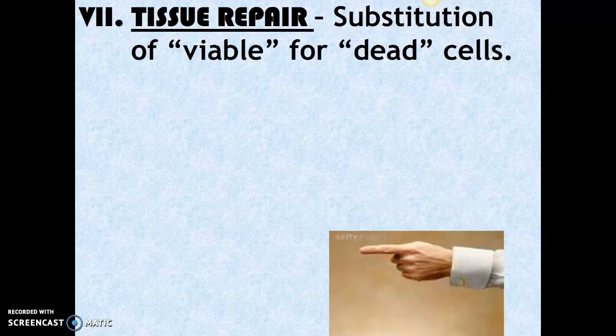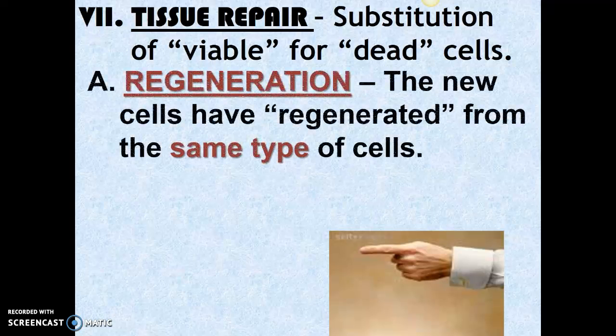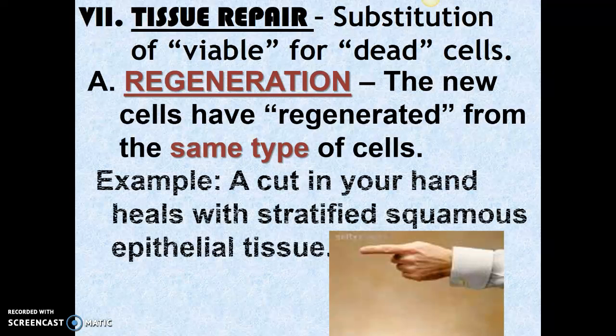Tissue repair is our next topic, and there's 3 basic types of tissue repair. There's substitution of viable new cells for dead cells of the same type. That's called regeneration. For instance, right now, you are sloughing off stratified squamous epithelial. At the same time, your base layer is producing more stratified squamous epithelial tissue. So epithelial for epithelial, same stuff. It's called regeneration. It's regenerating. A cut in your hand heals with stratified squamous epithelial tissue.